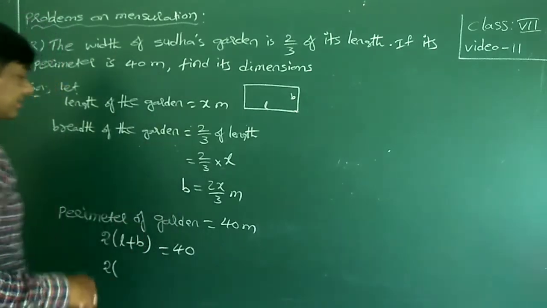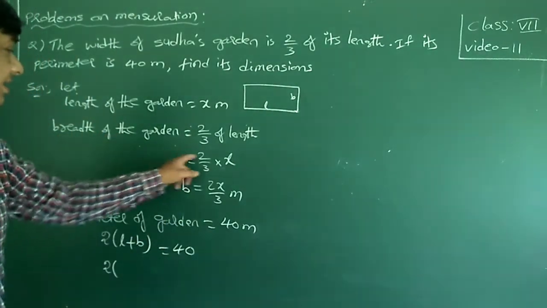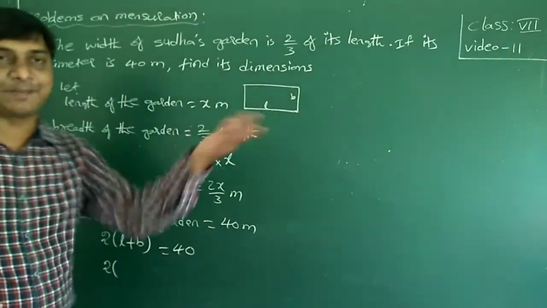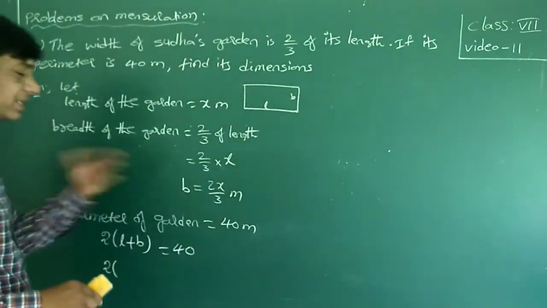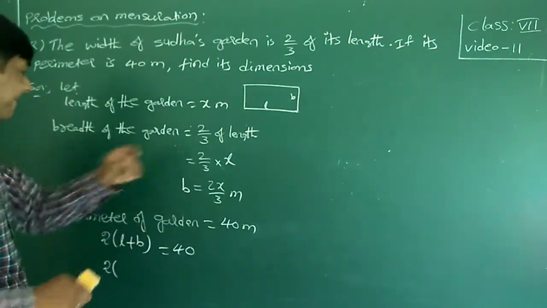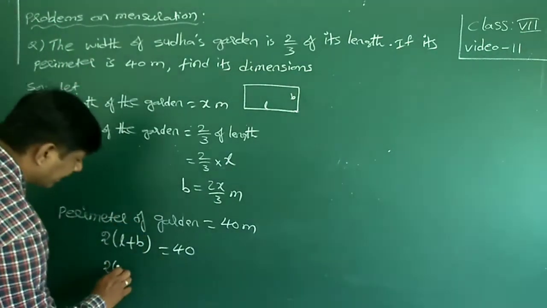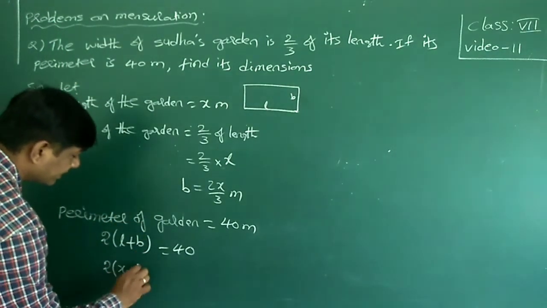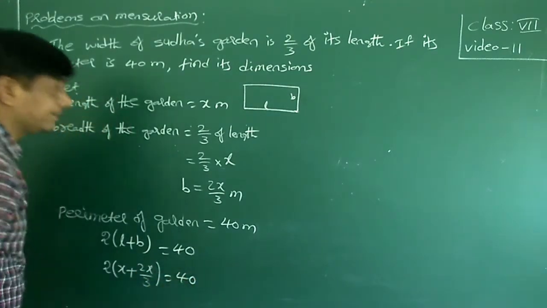Breadth it is. I agree it is a correction, it is breadth. Generally in most of the problems length will be dependent on breadth. That's why I wrote an L here. Please correct that one. This is not L, breadth it is. 2 into L, that is x, plus B, that is 2x by 3, is equal to 40.